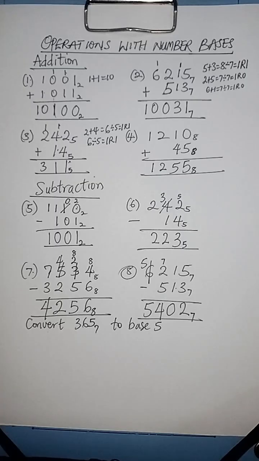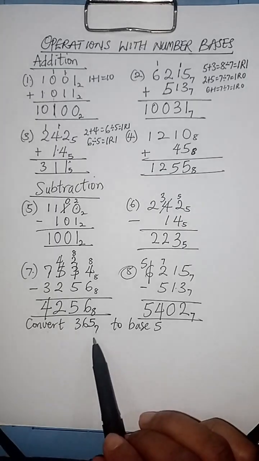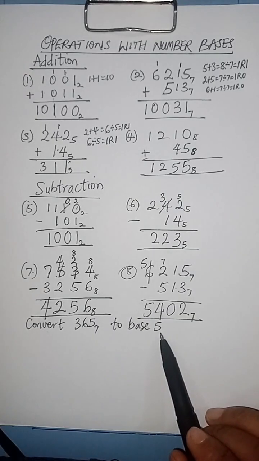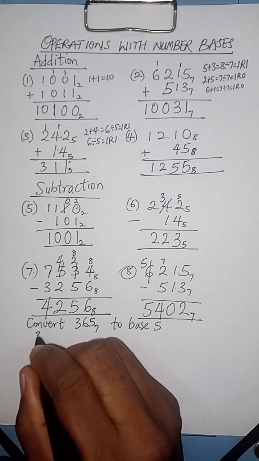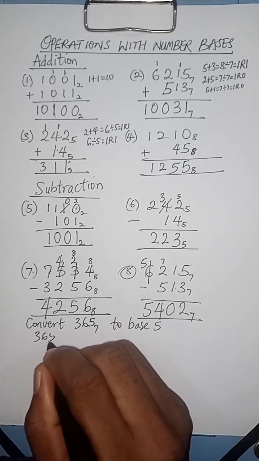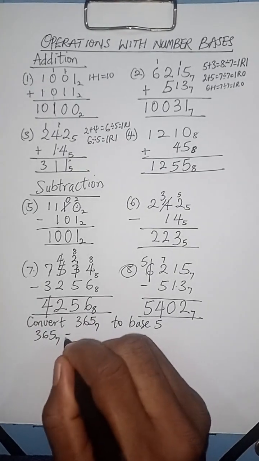Now this can be challenging. I cannot directly convert from base 7 to base 5. The only way I can do this is to first convert to base 10. So in a question where you're confused about conversion of number bases, to make it easier for you, always convert it to base 10. And from there, you can convert to any other base. So that's what I'm going to do here. So this is 365 in base 7. I'm going to convert to base 10.